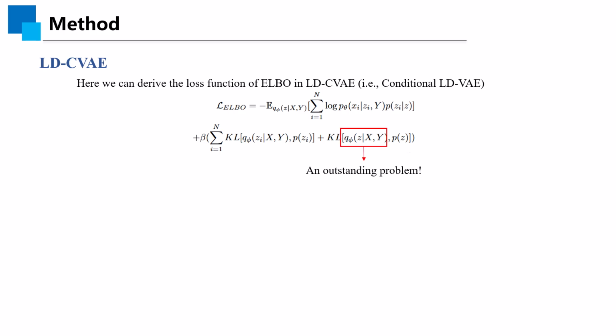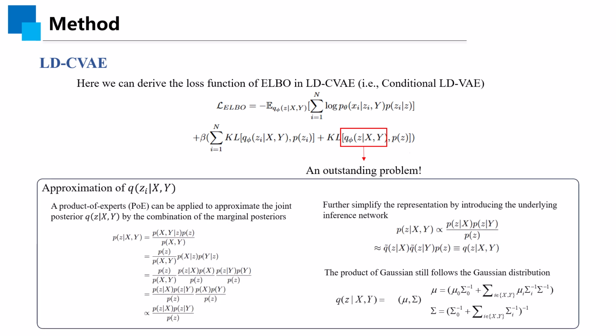However, there is still an outstanding problem, that is the term Q of Z given X and Y, which represents the joint posterior of the pathological and genomic data. Here, we use the product of experts to approximate this joint posterior. Specifically, the joint posterior can be approximated by the form of product of the genomics and pathology posteriors. We can derive the closed form of the joint posterior, as the product of Gaussians still follows the Gaussian distribution.